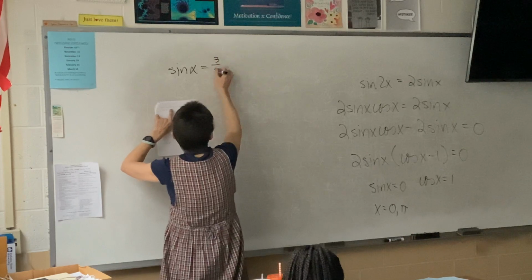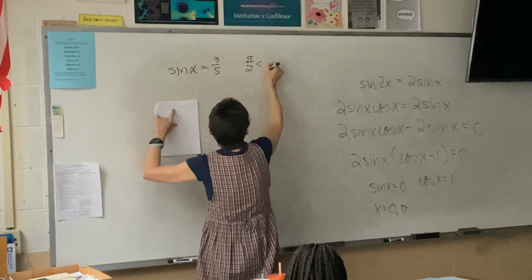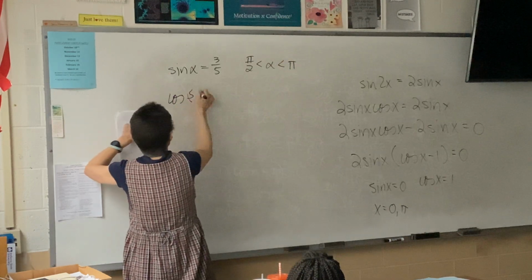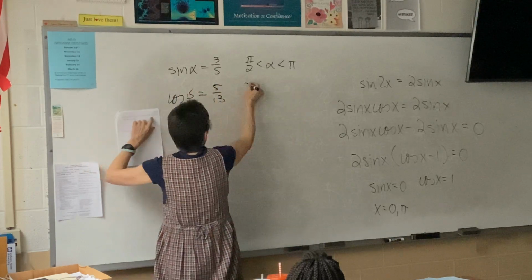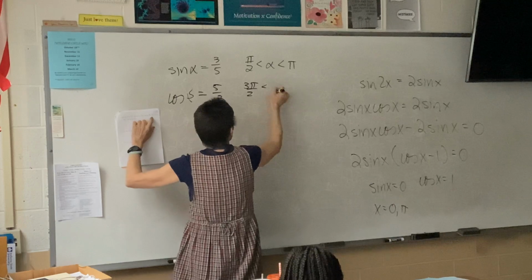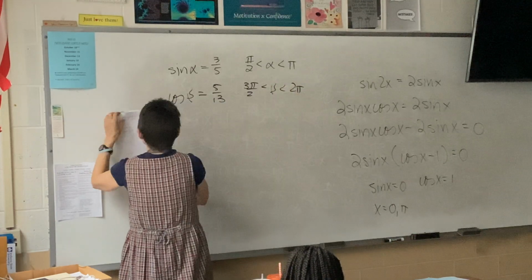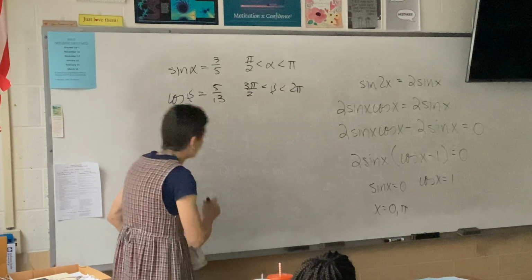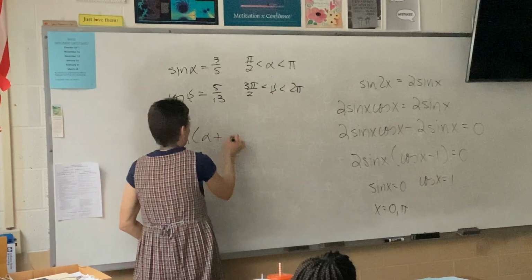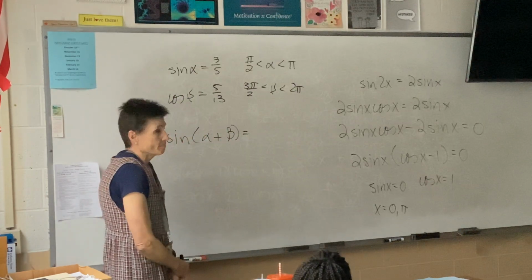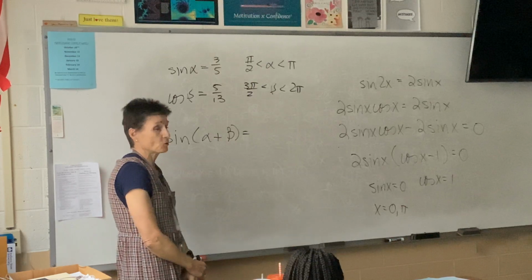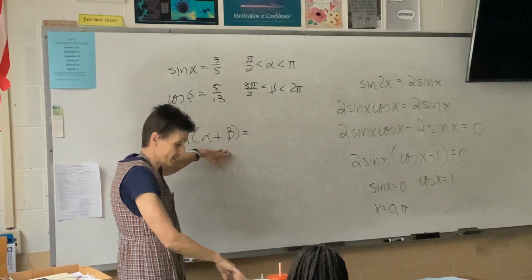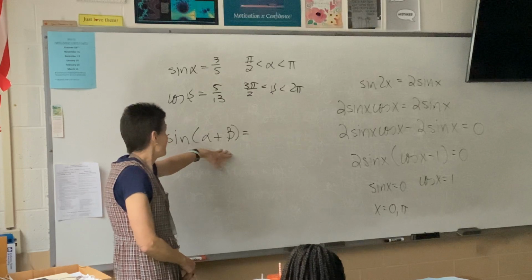So sine alpha is 3/5, and alpha is between pi over 2 and pi. Cosine beta is 5/13, and beta is between 3 pi over 2 and 2 pi. And we're gonna find the sine of alpha plus beta. That exact question could be on your quiz, because that is a formula in 5.3. C and D are in the 5.4. So we should be able to do this.